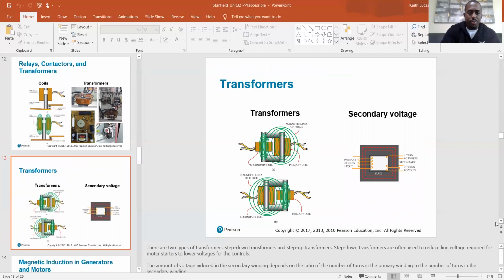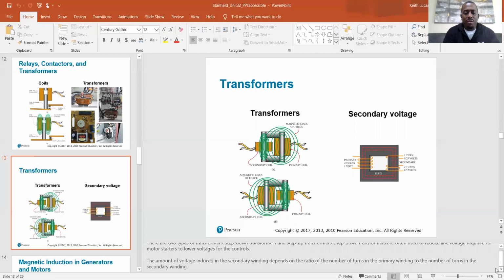So here's your transformer. So there are two types of transformers: step down transformers and step up transformers. Step down transformers are often used to reduce line voltage required for motor starters to lower voltage for the controls. The amount of voltage induced in the secondary winding depends on the ratio of the number of turns in the primary winding and the number of turns in the secondary winding.